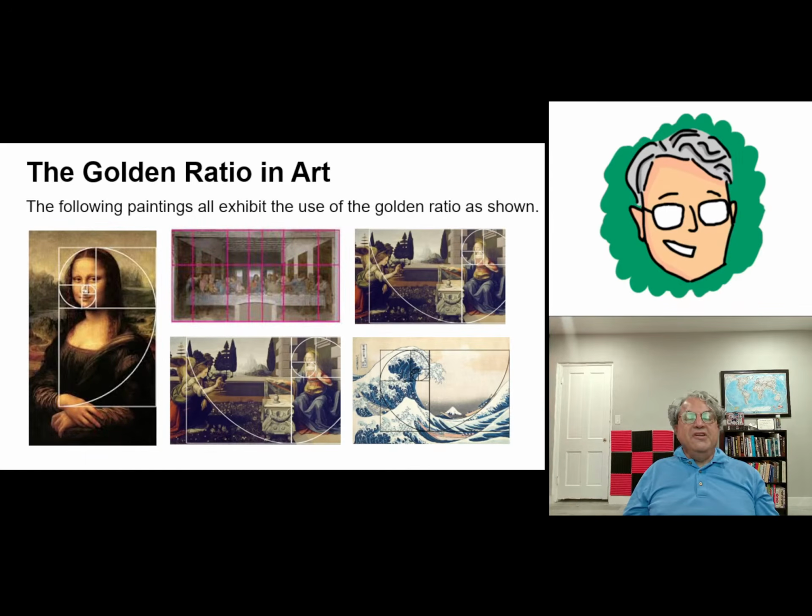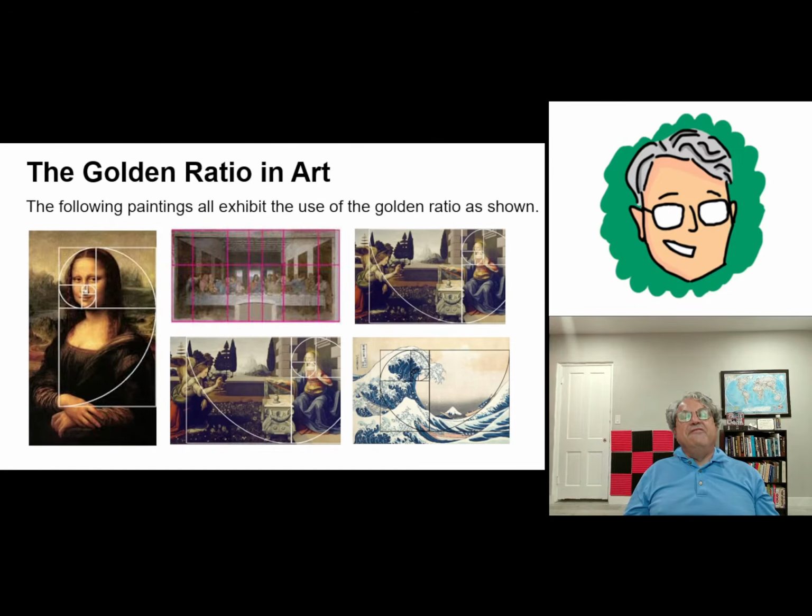And similarly, the Last Supper, that's the one in the top middle. I don't think he used a golden spiral. I mean, he used a golden spiral for the Mona Lisa, but he also used it in the Ascension, bottom right. But he didn't use it specifically in the Last Supper, but he did use the golden ratio.